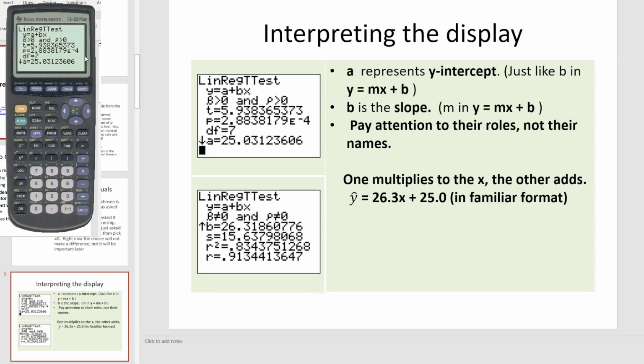And now here, the A that you have is the y-intercept. We can scroll down. We can get that this B is the slope. So we can interpret the calculator output here as telling us that the equation of this regression line is y hat is equal to 26.3 times x plus 25.